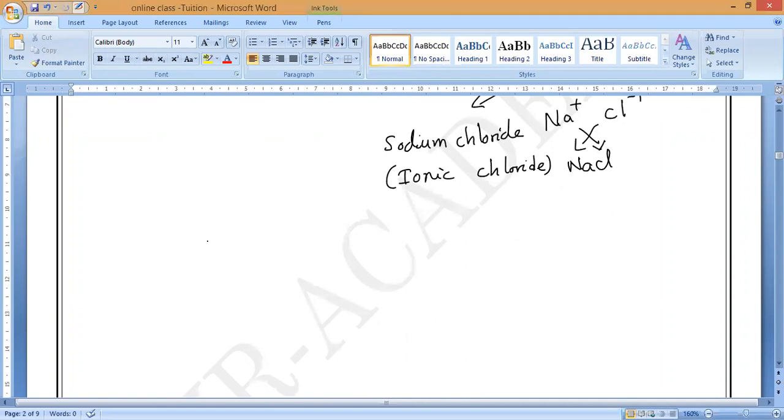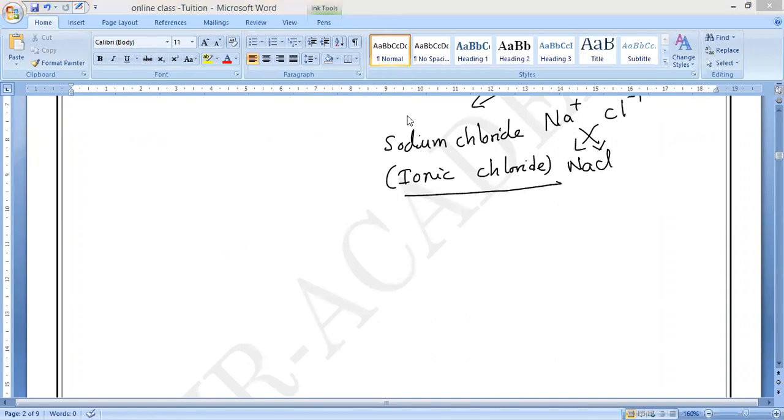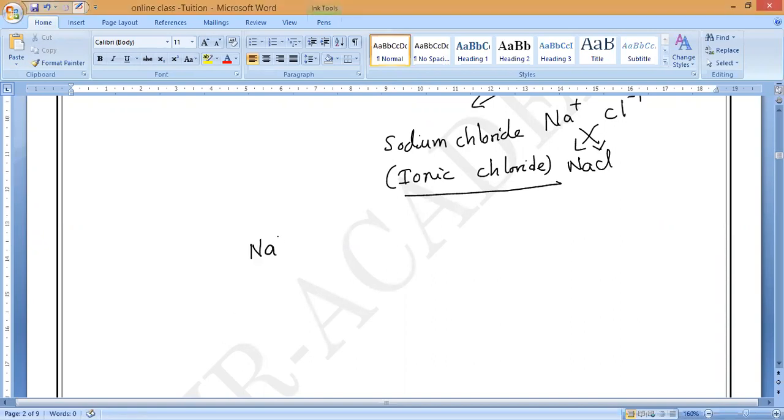Here you have to remember the explanation also should be there. Sodium chloride is an ionic compound. Why, guys? Because Na loses, sodium is donating how many electrons? 1 electron, so Na plus. And chlorine is gaining 1 electron, so that it turns into negative.